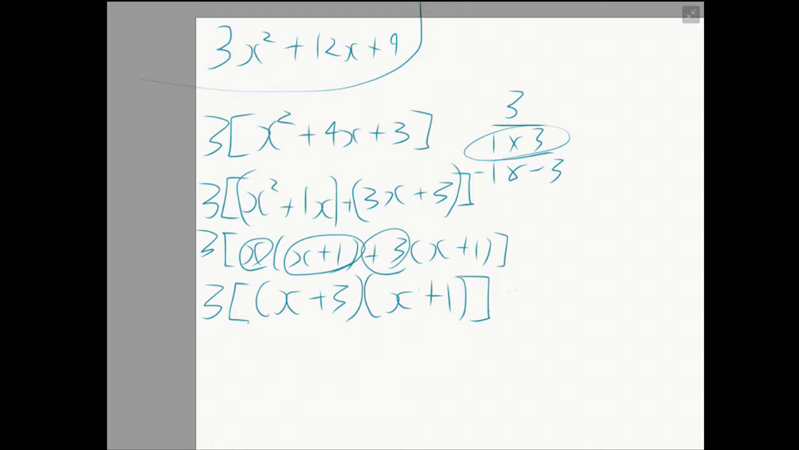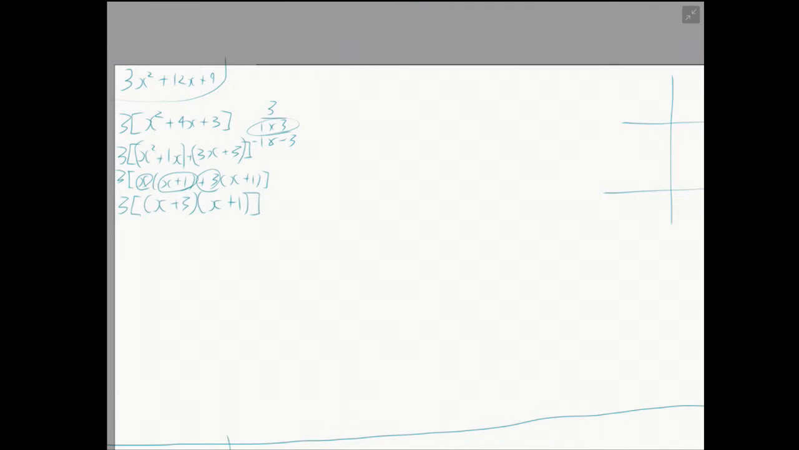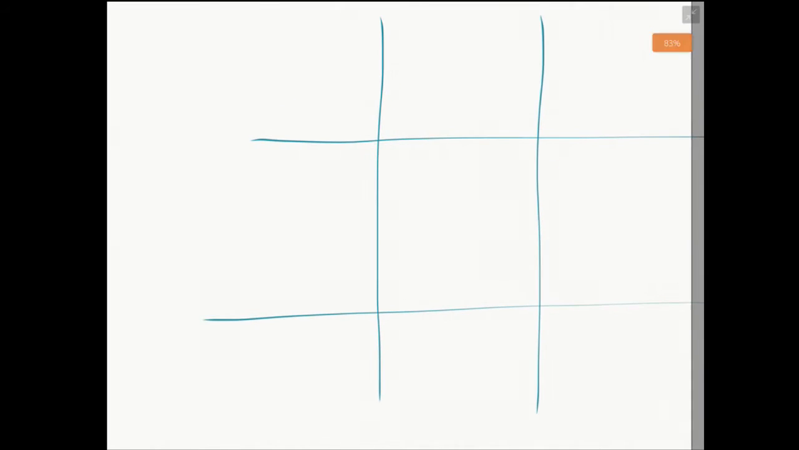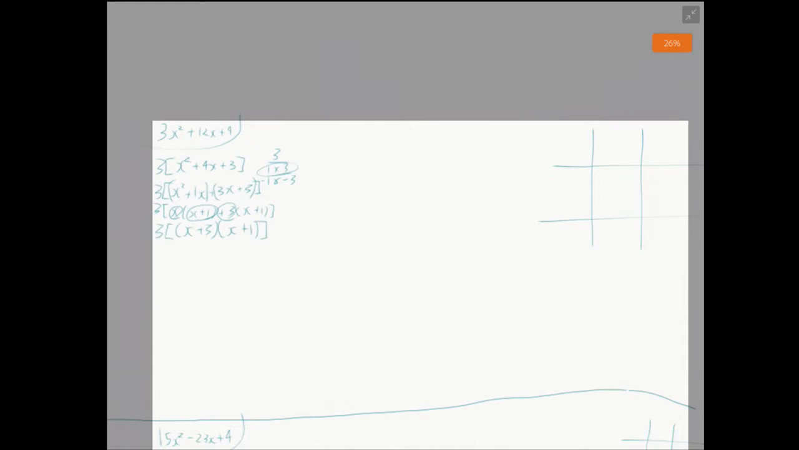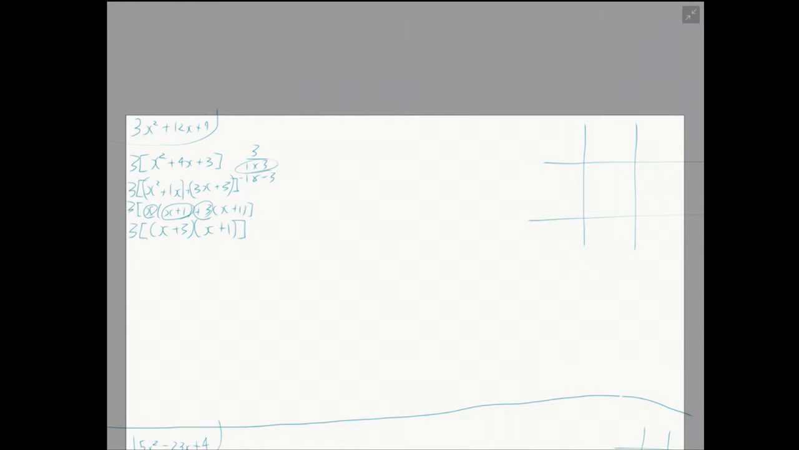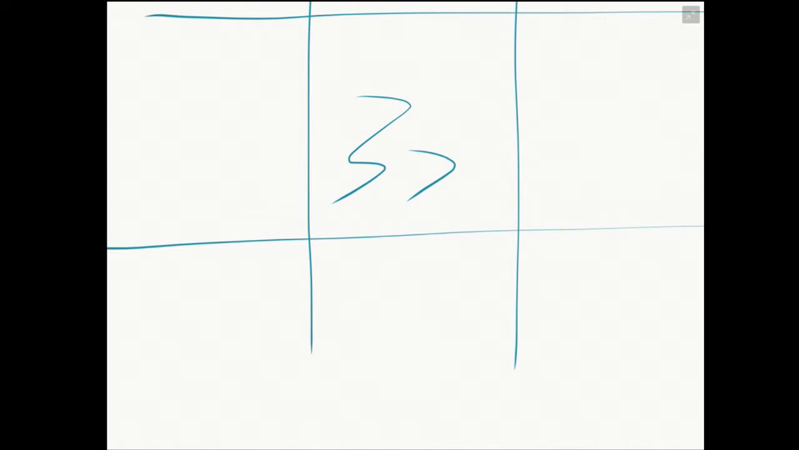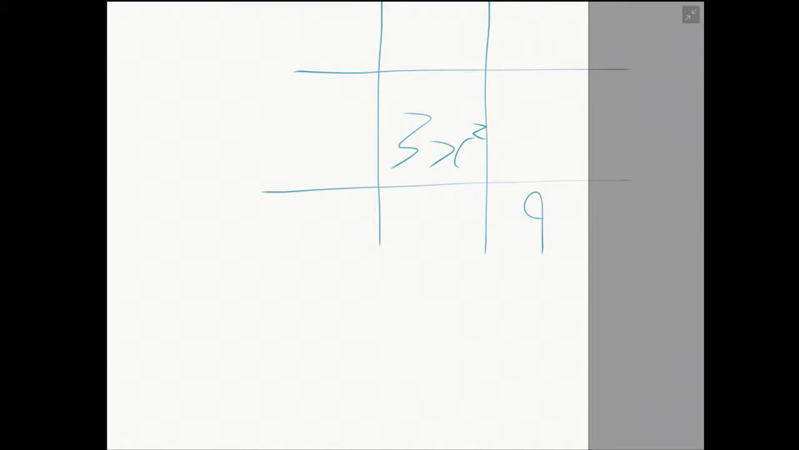Now let's try out the area model, which is all the way over here, like 3,000 pixels over. Oh, sorry. Okay. So 3x squared plus 12x plus 9. What we're always going to do is write the highest degree term here, and the lowest degree term there.